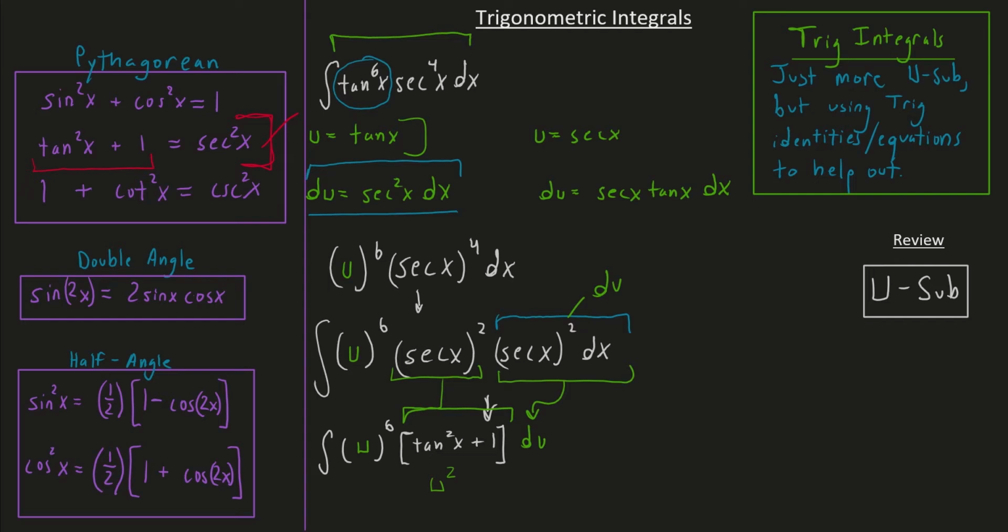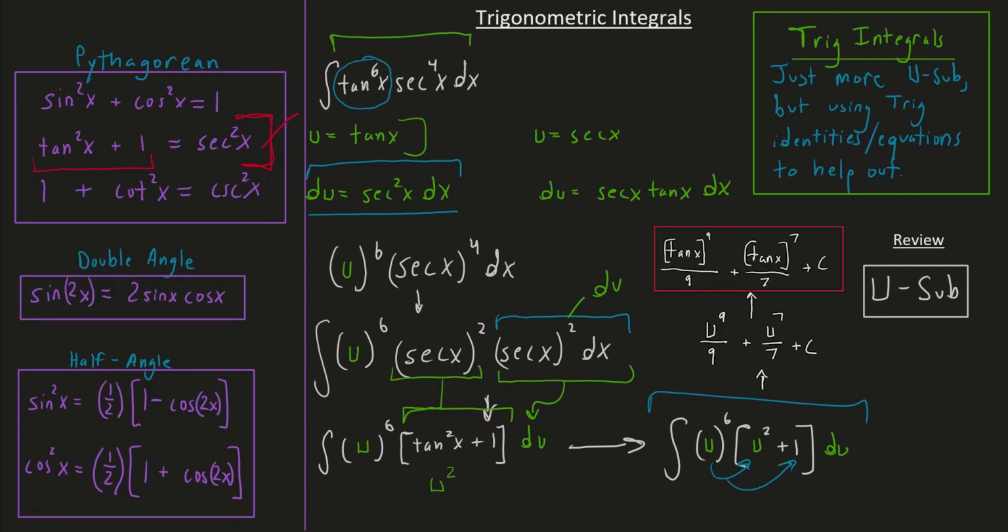So now I've completely turned my integral into u's. The u substitution is complete. Now at this point, the integral is pretty easy. All I have to do is FOIL in this u to the 6 into both terms, and then I have a simple integral I can just do power rule on.